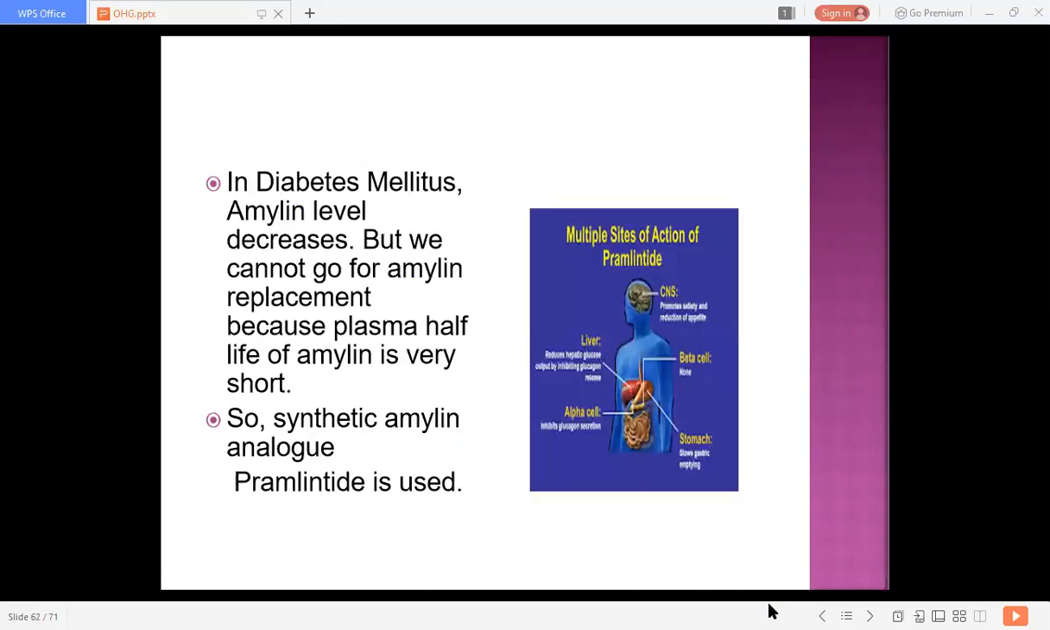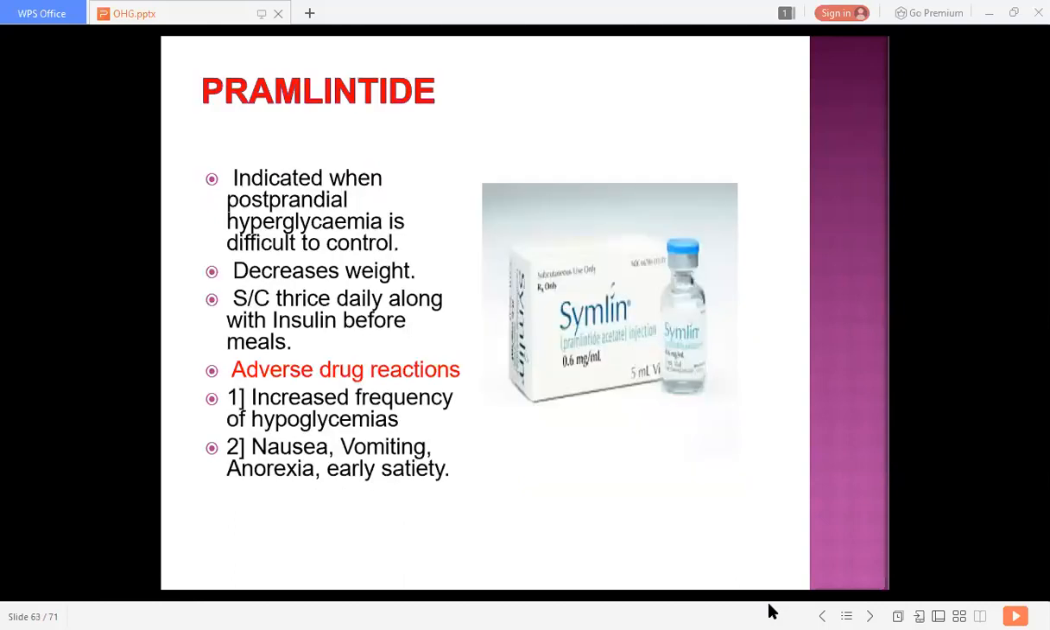In diabetes mellitus, amylin levels are decreased, but we cannot go for amylin replacement because the plasma life of amylin is very short. So the synthetic amylin analog pramlintide is used. Pramlintide is indicated when postprandial hyperglycemia is difficult to control. It also decreases weight. It is given subcutaneously thrice daily along with insulin before meals. Adverse drug reactions: increased frequency of hypoglycemia, nausea, vomiting, anorexia, and early satiety.